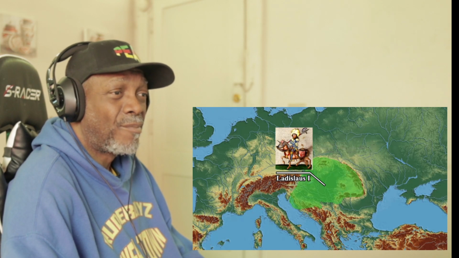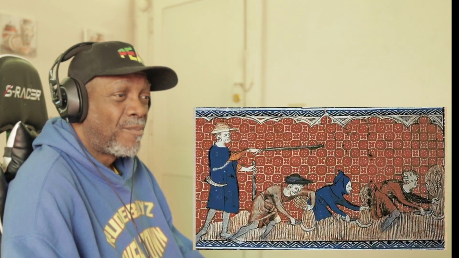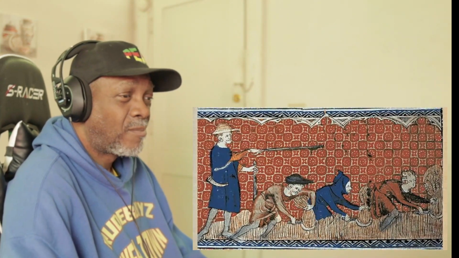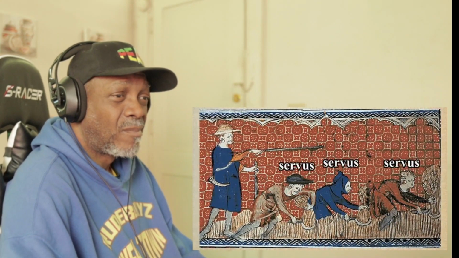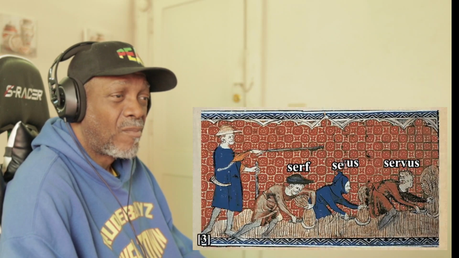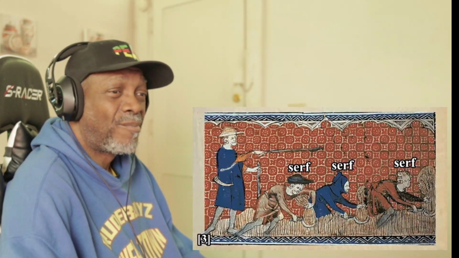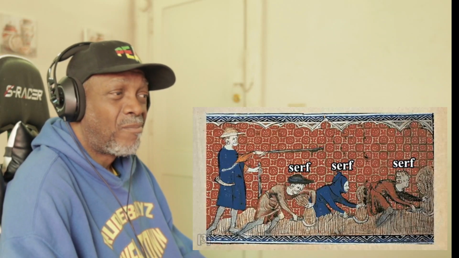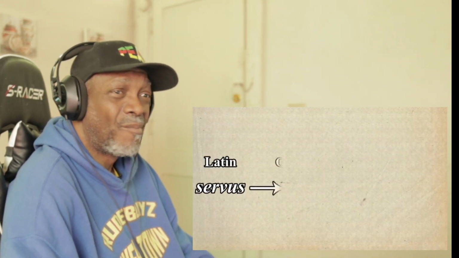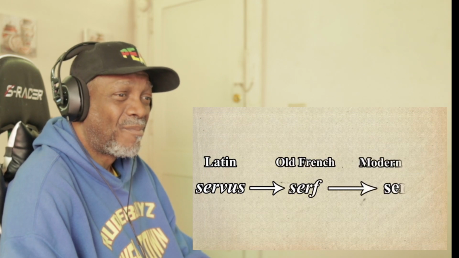To add even more confusion, during the early to high Middle Ages, a linguistic shift occurred where the word servus started to increasingly mean serf rather than slave, and by the late Middle Ages, servus was almost exclusively used to refer to serfs, not slaves. In fact, the modern English word serf comes from the Latin word servus.